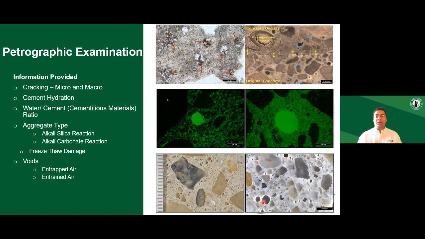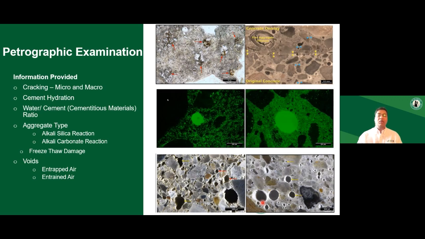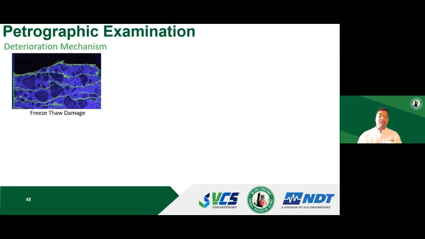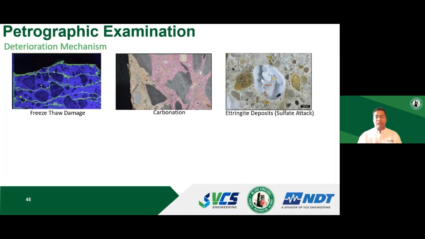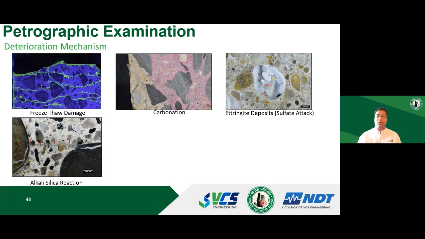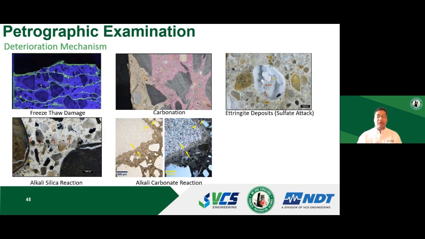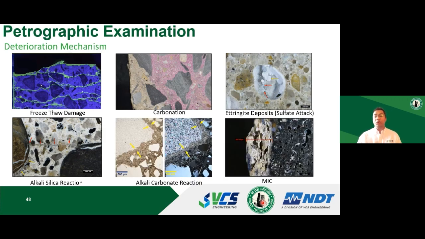So petrographic examination is really powerful, and it will give you a lot of information. These are a couple of microscopic images we have done over the period, which shows typical defects we encountered: freeze-thaw damage, carbonation, sulfate attack, alkali-silica and alkali-carbonate reaction, and it can also probe microbial induced corrosion of concrete.